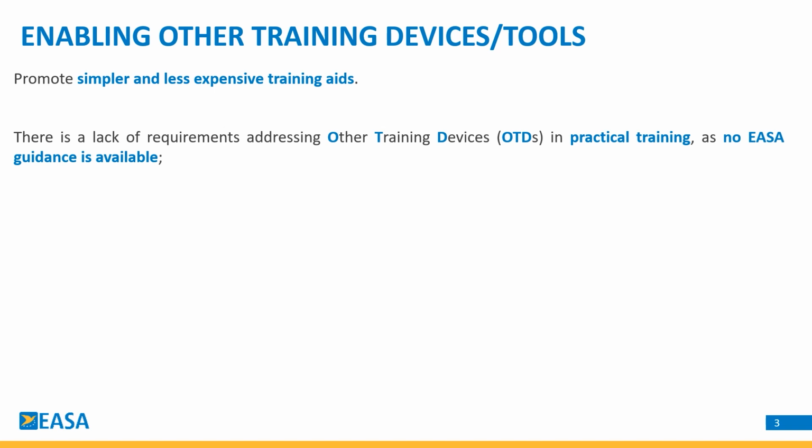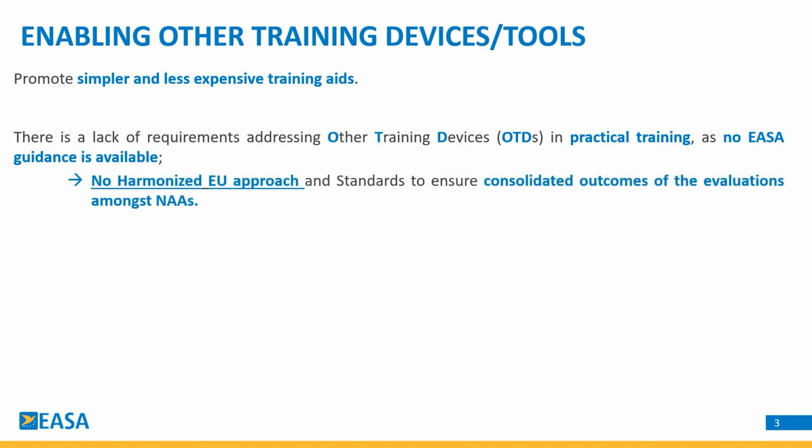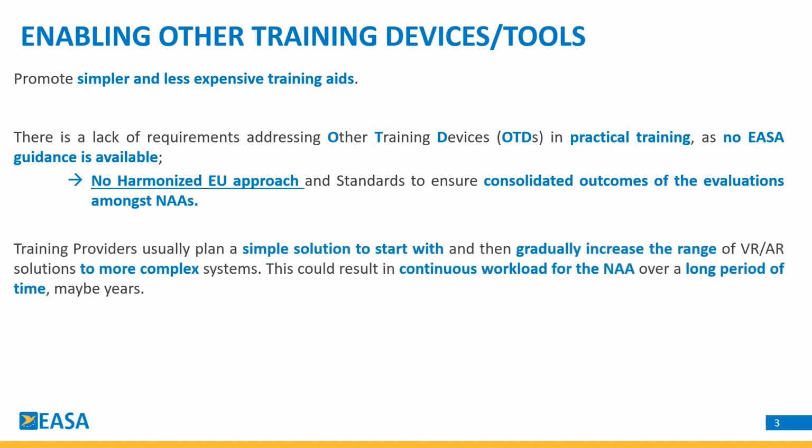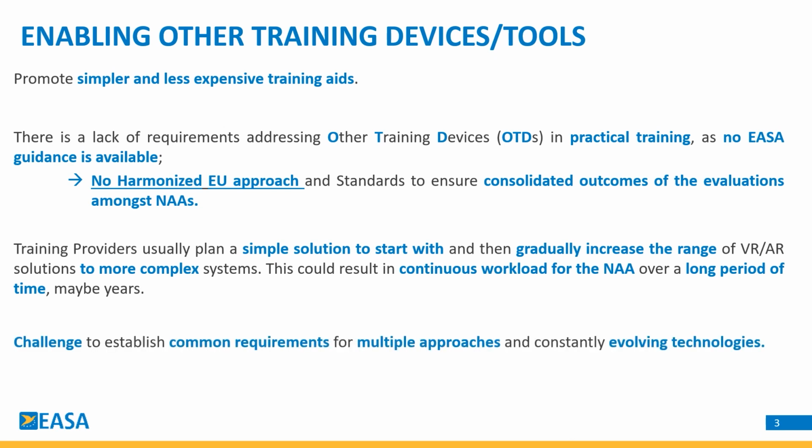And there is a lack of requirements addressing these devices in practical training, as there is no EASA guidance available, there is no harmonized approach amongst the NAAs, and we need standards to ensure consolidated outcomes of the evaluation, whichever the NAA is. The training providers usually plan a simple solution to start with, let's say virtual reality goggles, and then gradually increase the range of virtual reality and augmented reality solutions to more complex systems. This could result in continuous workload for the national aviation authorities, and this over a long period of time, maybe years. The challenge we face is to establish common requirements for the multiple approaches and for the constantly evolving technologies.